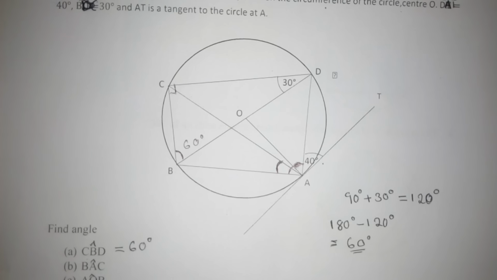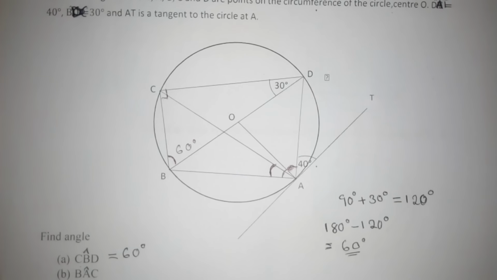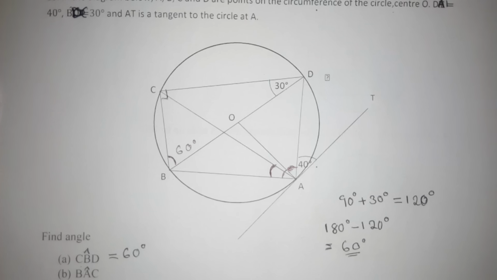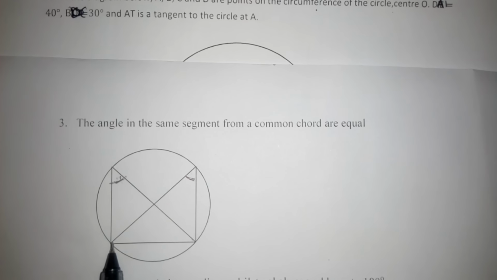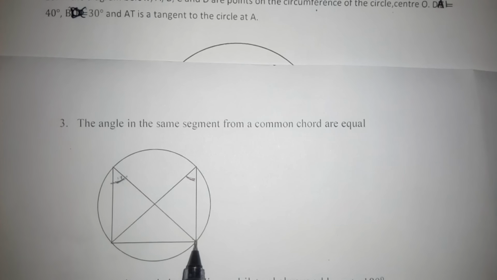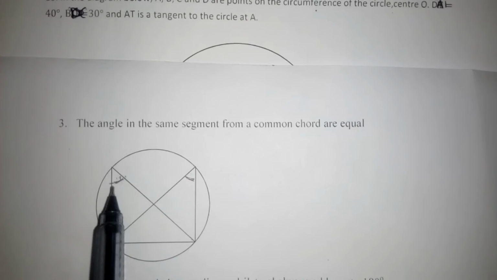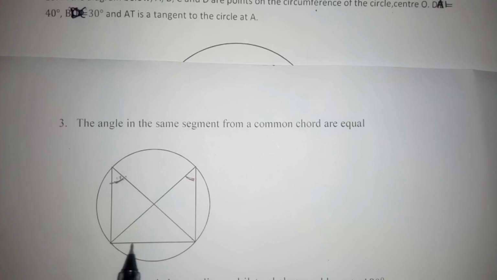So in order for us to find this angle, we need to use the property of angles coming from the same segment. So let me show you the property that we are going to use. We use this property over here. You see, the angles coming from the same segment. So here and here, they are the same. These are the same because they are coming from this chord here.